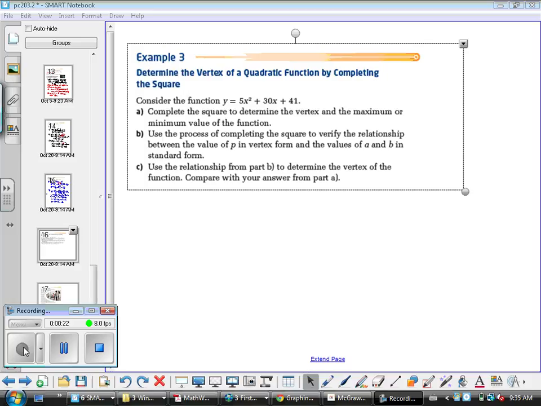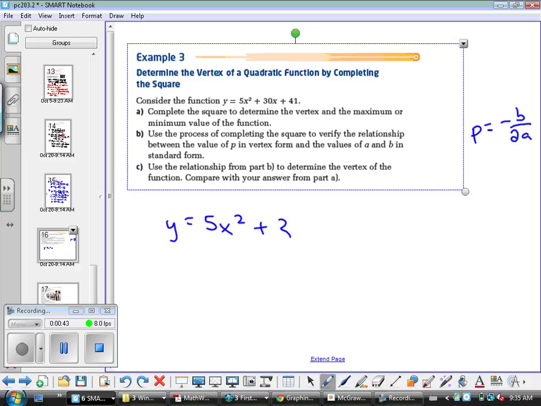And if you remember that from section 3.2, we learned that p was equal to negative b over 2a. So we just have to verify that. Okay, so here we'll just begin by completing the square for this function. We know how to do that fairly well now, I hope.